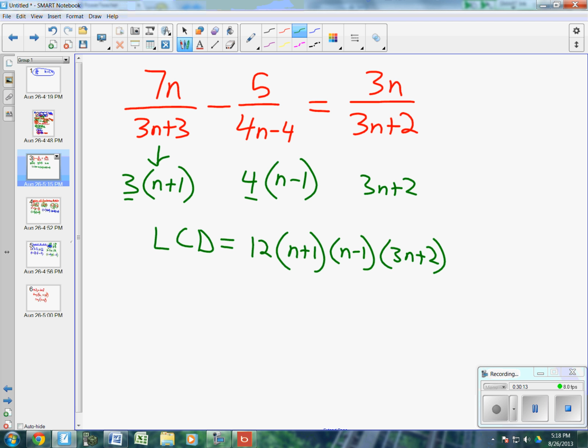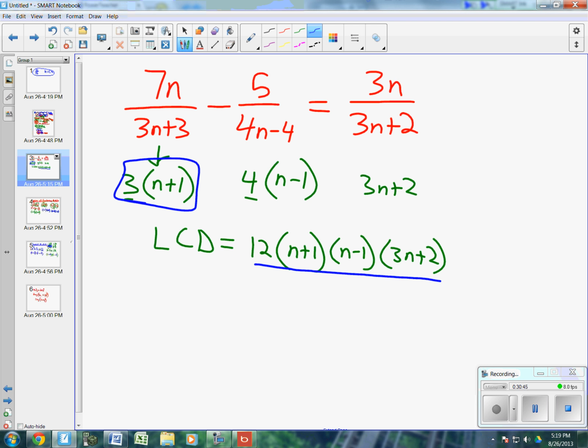different factors are going to cancel out. So I'm going to write it above right up here. If I was to multiply this least common denominator by the first term, 7n over 3n plus 3, the 3n plus 3, which is the 3 and the n plus 1, is going to cancel out.